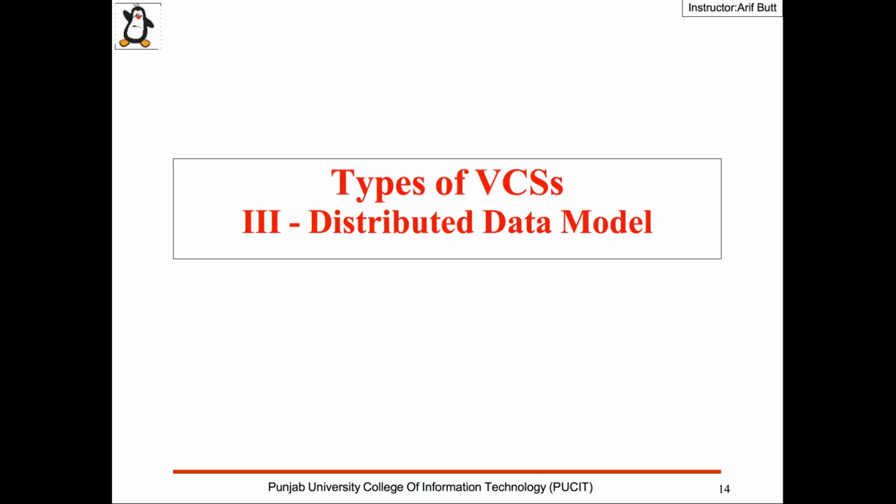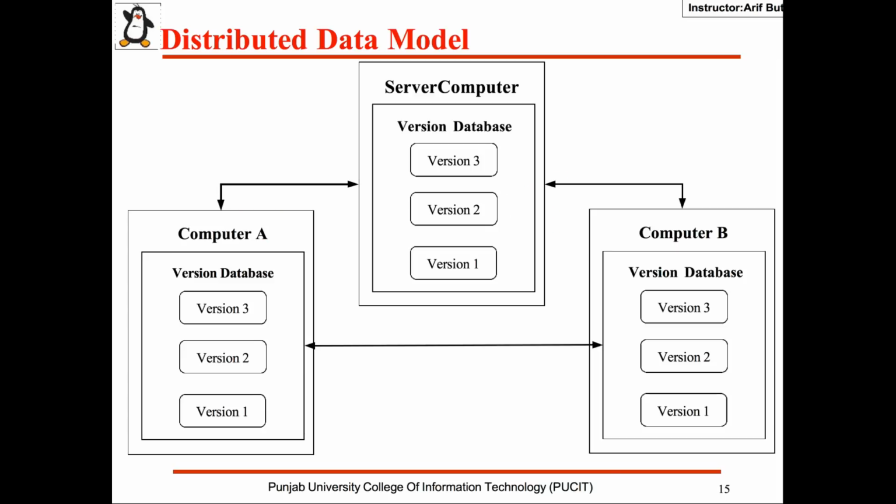So let's move on to the third type of version control systems that follow the distributed data model. Well, in the distributed data model, a user or client doesn't just check out the latest snapshot of the files, but rather fully mirrors the entire repository or the version database on his or her computer. On this slide, you can see the version database or repository is there on the server computer as well as on the two clients' computers, computer A and computer B. So the versioning database is there on all the computers.